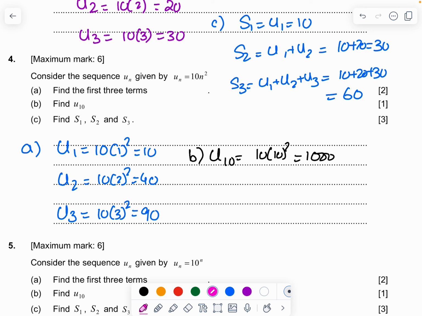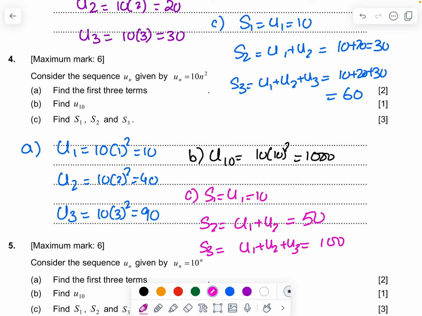Now S1 is u1, which is 10. S2, u1 plus u2, which is 50. S3, u1 plus u2 plus u3, which is going to be nothing but how much? 100. Wait, u1 plus u2 plus u3 is not going to be 100. So 10 plus 40 plus 90, which is 140. That is S3.